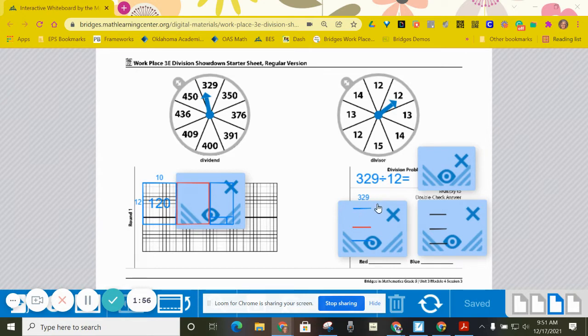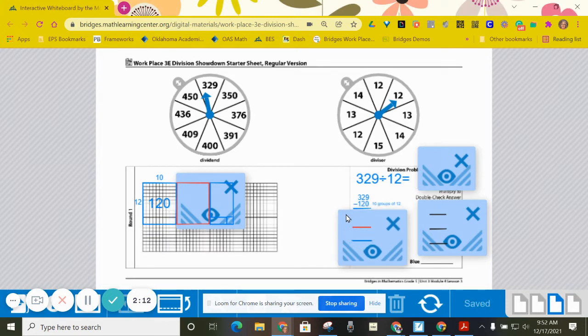The next thing that player will do is start with their 329 and subtract the number of units that were just made in this rectangle. So in our case, we're going to subtract 120. I've made a little note out to the side that it's 120 because it's 10 groups of 12. And we subtract, and we have 209. If we have 209, then that means we could do another 120, and that's exactly what the next player is going to do.